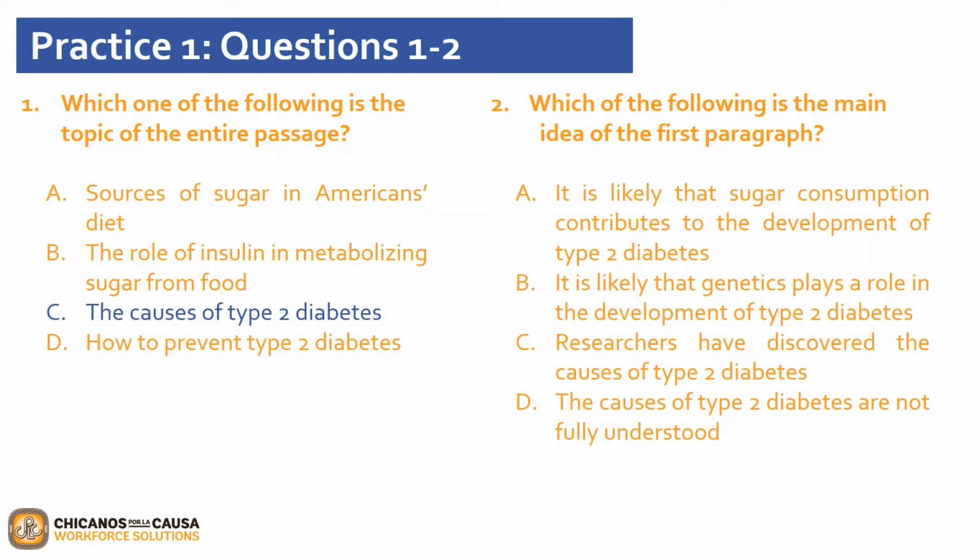After reading the passage, we can determine that the correct answer is D. The causes of type 2 diabetes are not fully understood. The question itself is asking for the main point of just the first paragraph, which provides information detailing that scientists do not fully understand the role played by various factors causing diabetes. Answers A and B only provide specific details from the first paragraph. However, they miss the overall point, while answer C contradicts the paragraph itself.